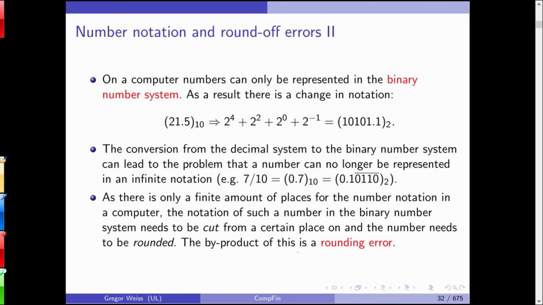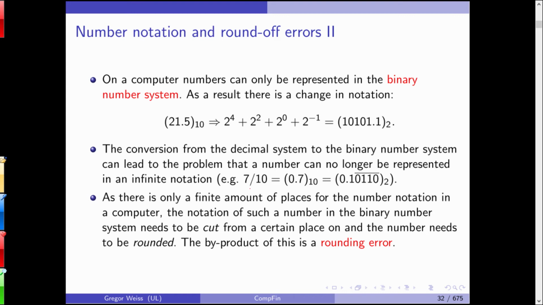And when you convert numbers from the decimal number system to the binary number system, you can see that this can sometimes cause a problem. And this is what happened with 8.1. If you take, for example, 7/10, so 0.7, it has a finite representation in the decimal number system, but it only has an infinite representation in the binary number system. And this is what happens with 8.1 or 8.2 or 8.5. It will always happen this way.